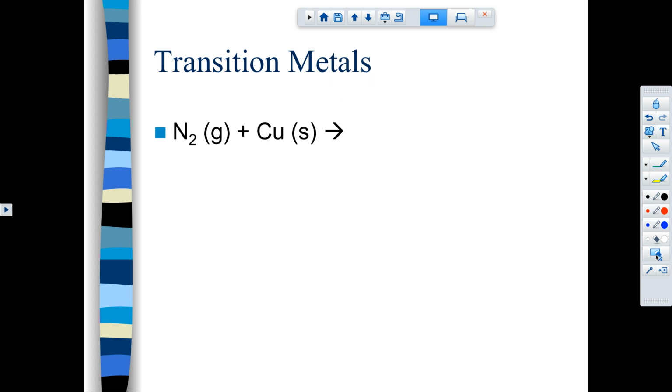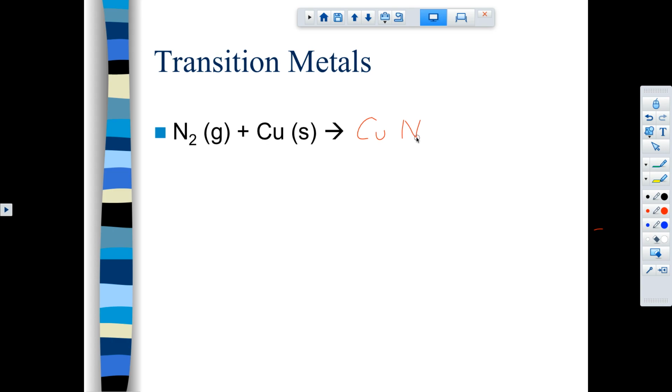if I gave you something like this, where first off, it's nitrogen plus copper. Whenever you write your product, first figure out what would go first on the product side. A lot of students would say, oh, it's nitrogen bonded with copper. But remember, it's always your metal, then your non-metal. Or better yet, it's always your positive charge, then your negative charge. So this would be copper with nitrogen.